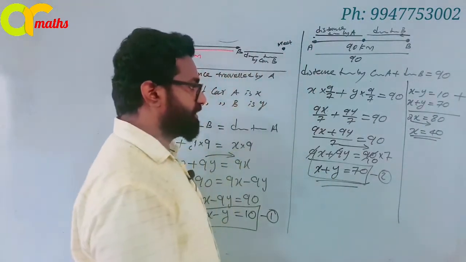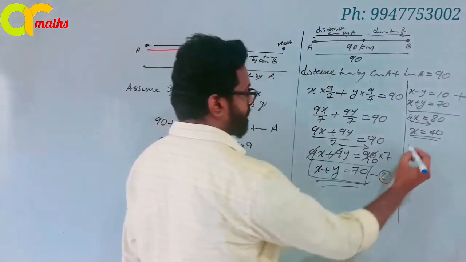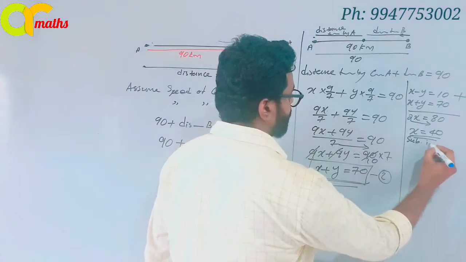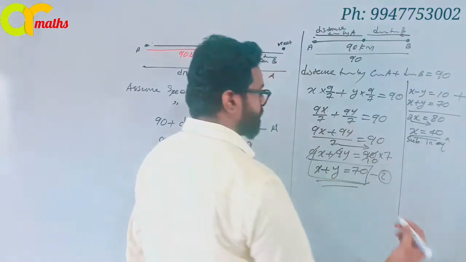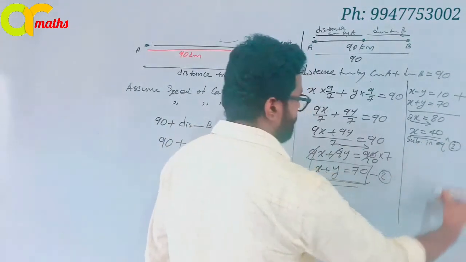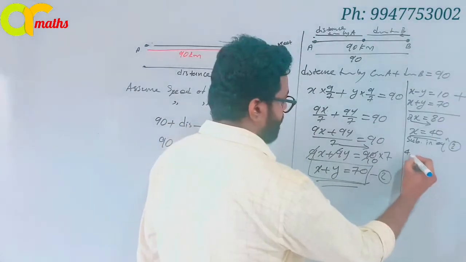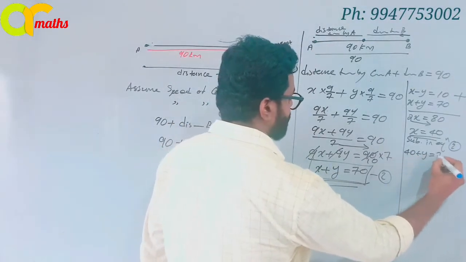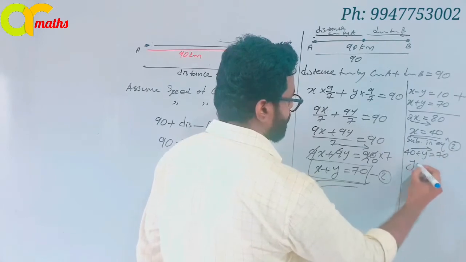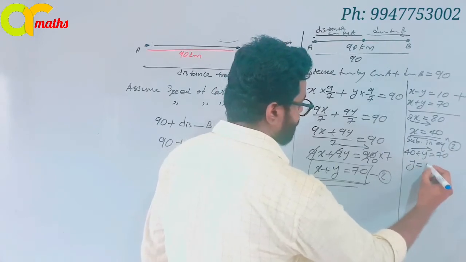Then how to find y? Substitute in equation 1 or 2. You can substitute in any equation, and let us substitute in the first equation. So 40 plus y equals 70, then y equals 70 minus 40, that is 30.